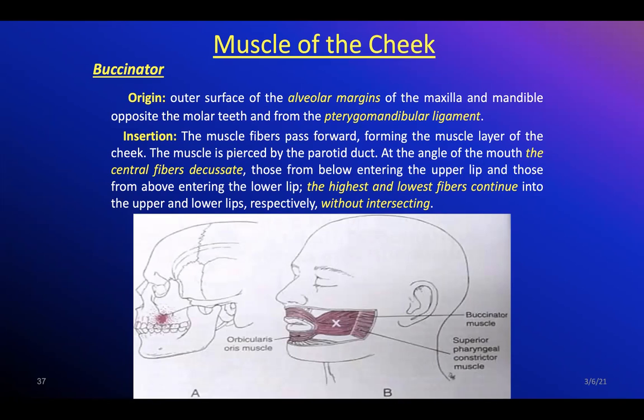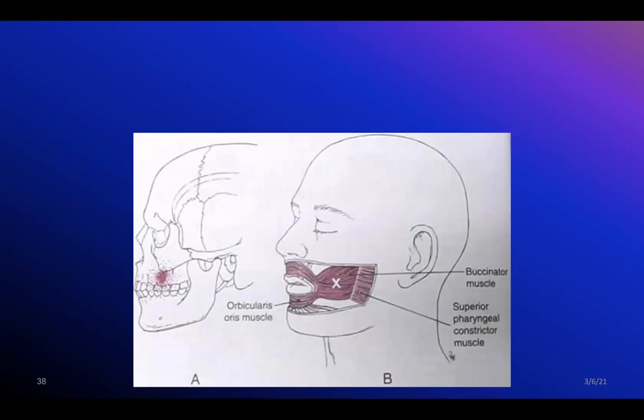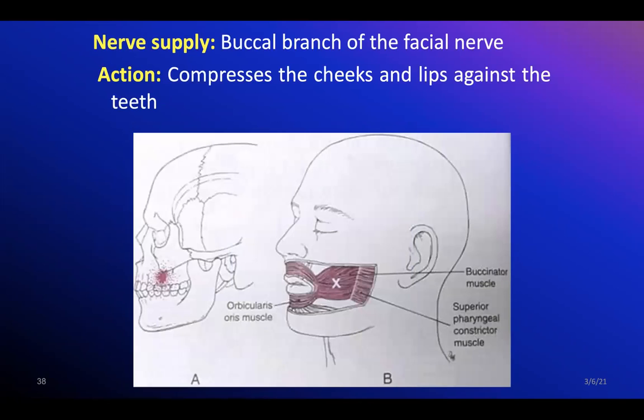The central fibers decussate: those from below enter the upper lip, and those from above enter the lower lip. Naturally, decussation means crossing. The highest and lowest fibers continue into the upper and lower lips respectively without intersecting. The nerve supply: the buccal branch of the facial nerve. The action compresses the cheek and lips against the teeth.